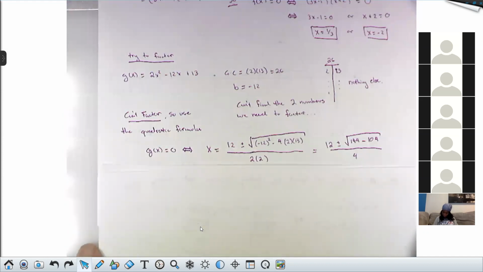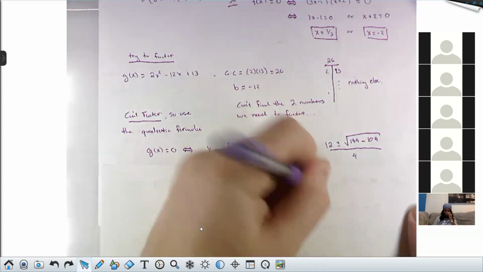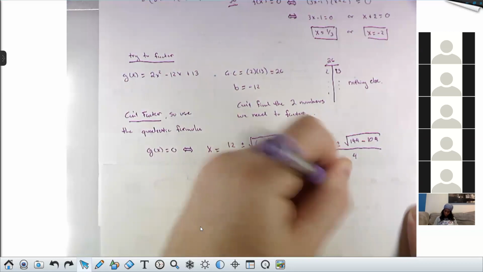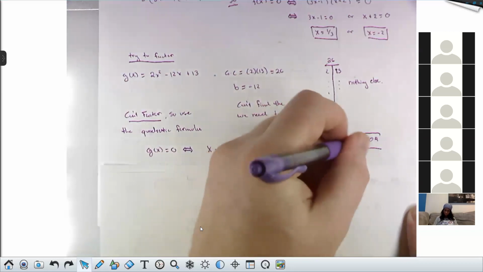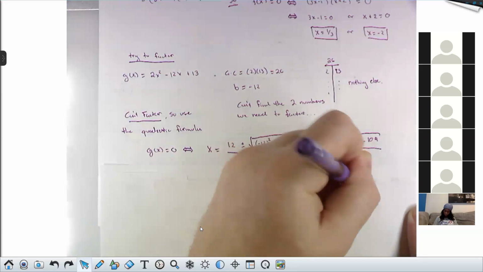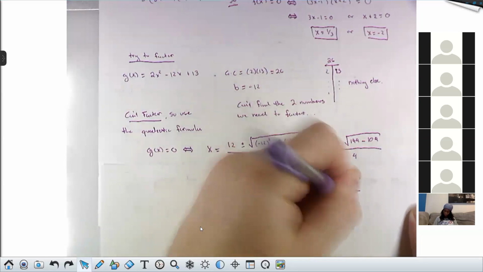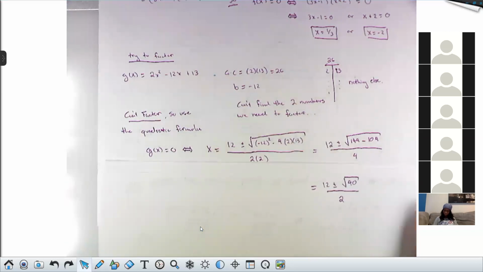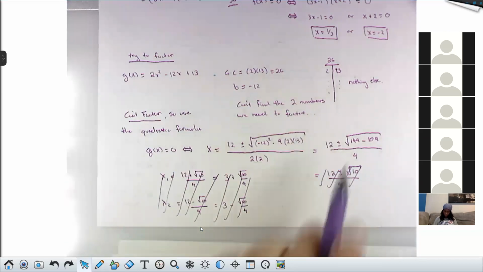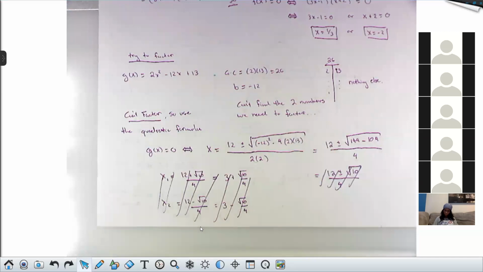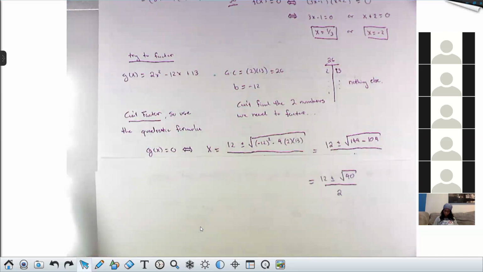Sorry. Okay, so let's come back here. I'm so sorry. 12 plus or minus, this is the square root of 40. 144 minus 104 is 40. Oh, and that's nice. That means this is going to clean up even better. We can talk about simplifying square roots. Yes, I'm so sorry. I made a mistake, right? This is not 10. So we're going to come back here.